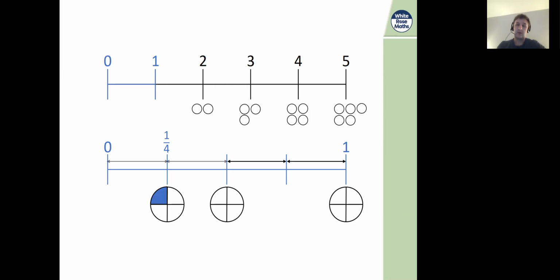If I go for 2, I've got 2 quarters. And the other one would be 3 quarters. All 4 of them would be 4 quarters, or what we call 1 whole. 4 quarters is the same as 1 whole.